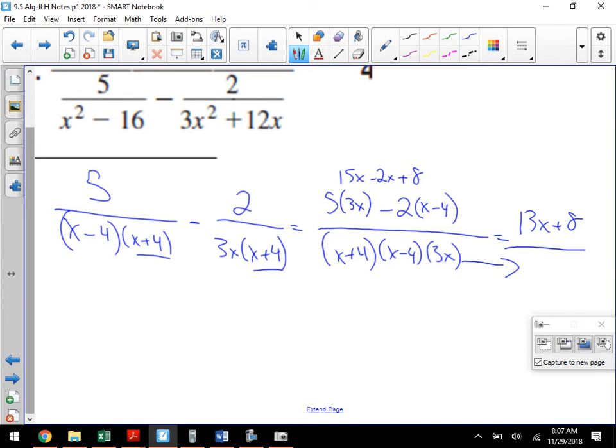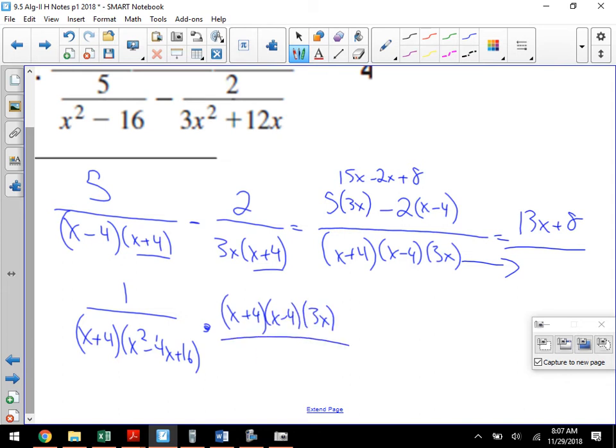So now we had that original numerator, the 1 over the sum of cubes. So I'm going to rewrite that part out. X plus 4, x squared minus 4x plus 16, I believe. And now I'm going to multiply by the reciprocal of the one we just did. X plus 4, x minus 4, 3x all over 13x and 8.